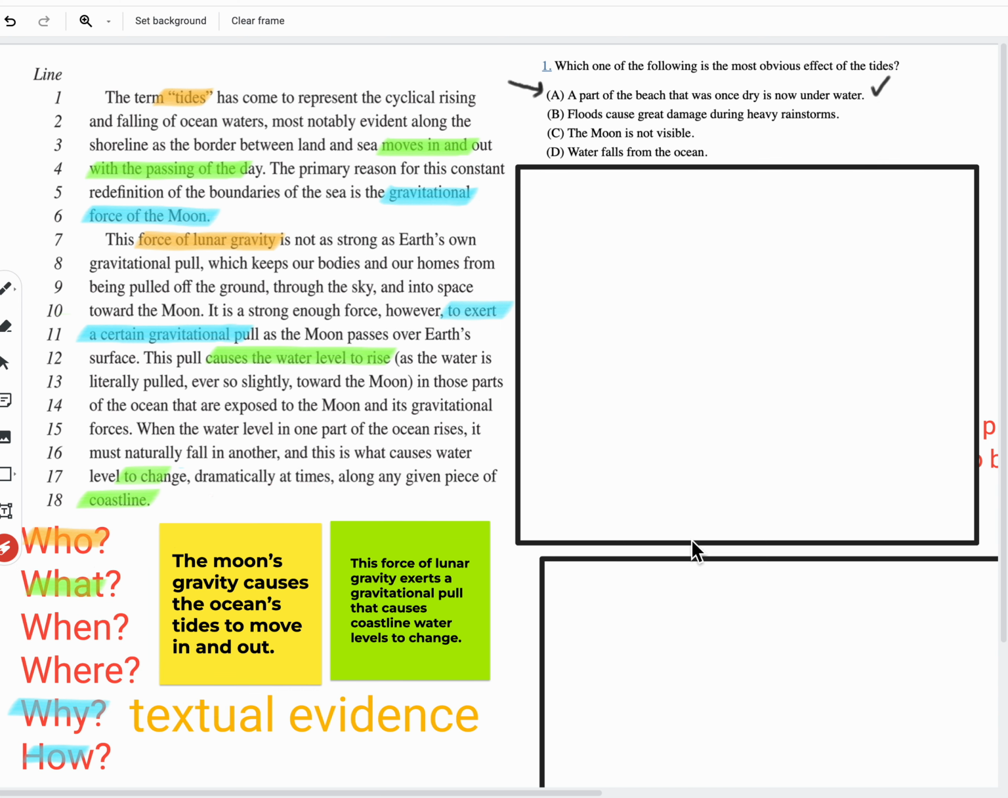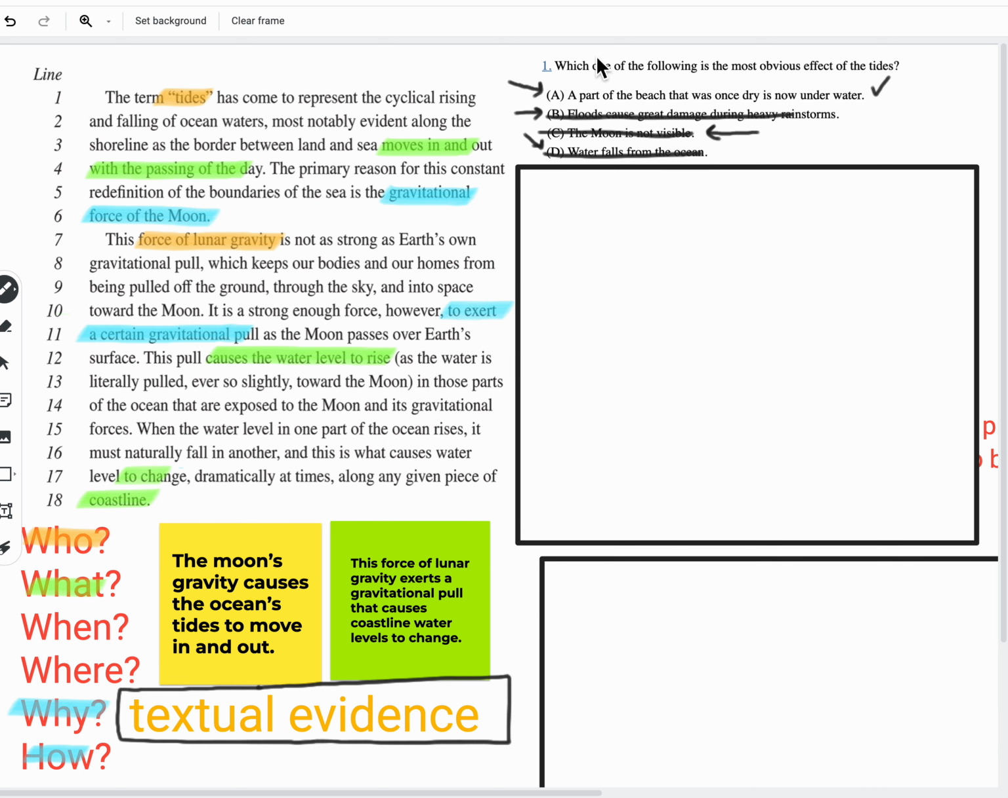Floods cause great damage during heavy rainstorms. We do not have any textual evidence to support this. We want to always go back and look at textual evidence to support our answers. Let's eliminate B. The moon is not visible. We do not have any textual evidence to support the moon's visibility or lack therein. D. Water falls from the ocean. This would be caused by the Earth's gravity. We don't have any information here in our text to give us D as an answer choice. Let's eliminate. Our answer is A.